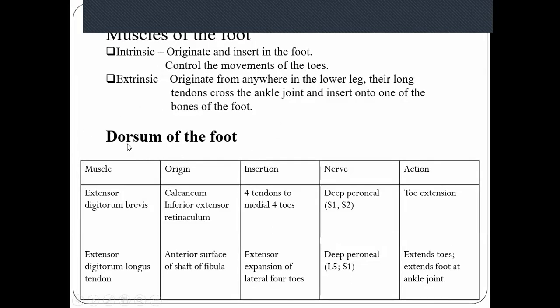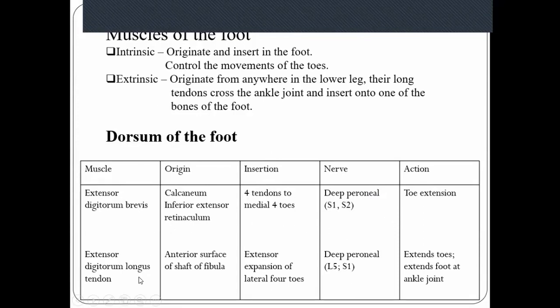Now let's take the muscles of the foot one by one. Okay. So first let's see what are the muscles of the dorsum of the foot. The main one is the extensor digitorum brevis muscle. It originates from the calcaneum and the inferior extensor retinaculum and inserts by 4 tendons to the medial 4 toes. It doesn't insert into the 5th toe. And it is supplied by the deep peroneal nerve and helps in toe extension.